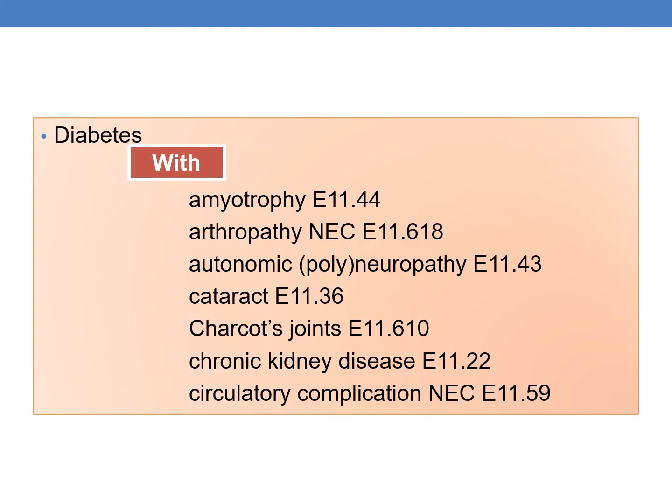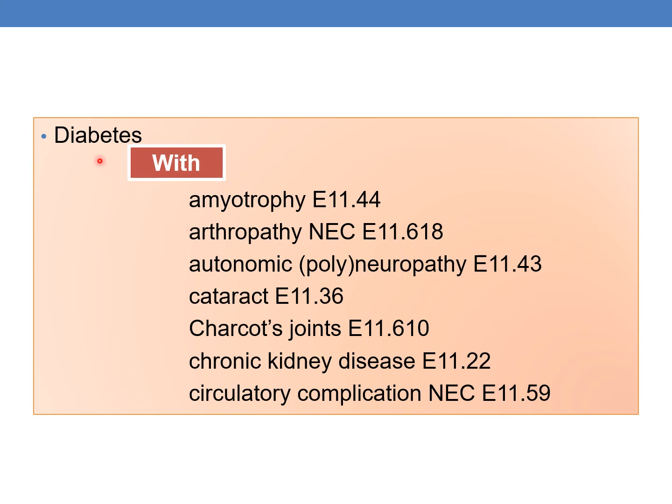Now coming to another example, diabetes. Under the alphabetic index, if you search for diabetes, under diabetes you can find "with". Here the "with" indicates that diabetes is related with amyotrophy, arthropathy, cataract, Charcot's joints, chronic kidney disease and circulatory complications. So whenever there is chronic kidney disease and diabetes, you have to go for the code E11.22 instead of E11.9 when it is type 2. If it is type 1, E10.22 and so on.